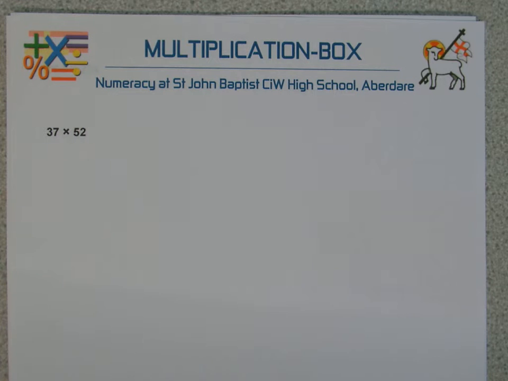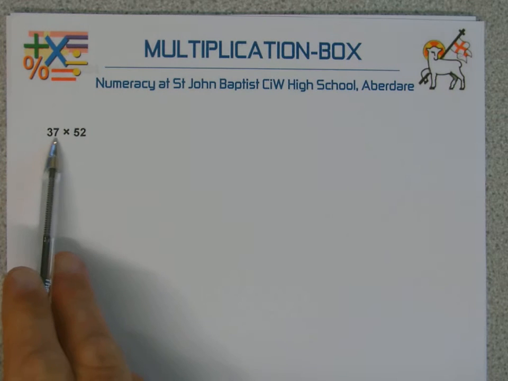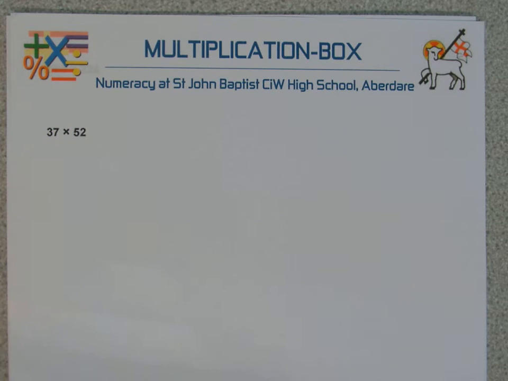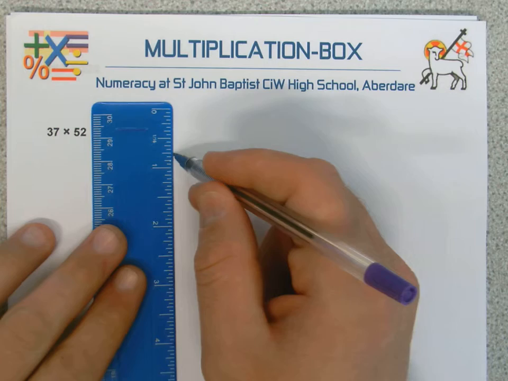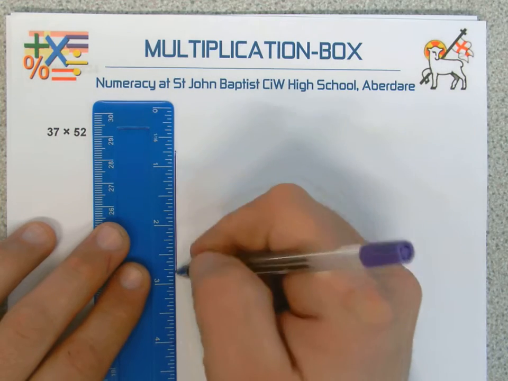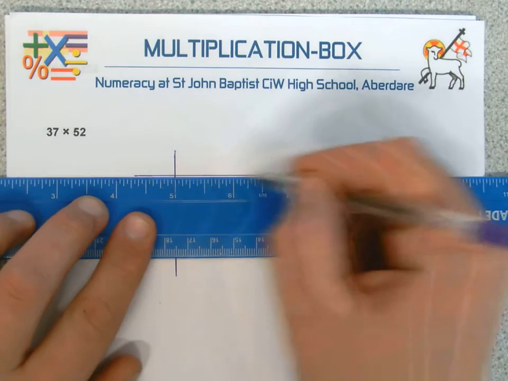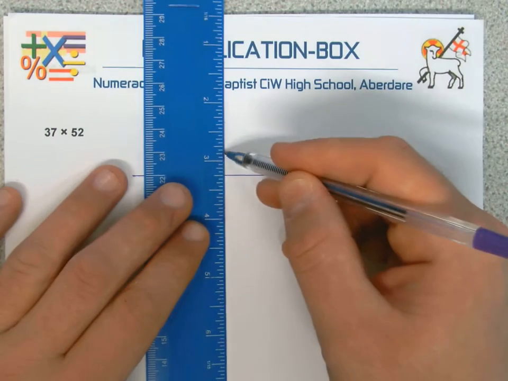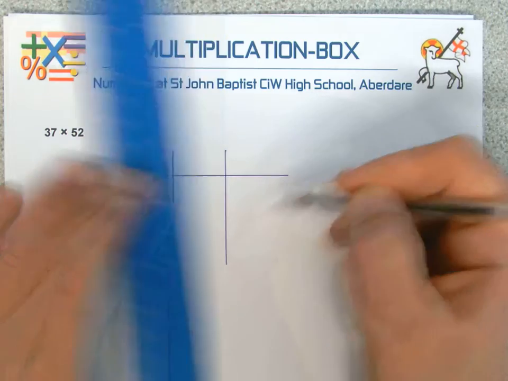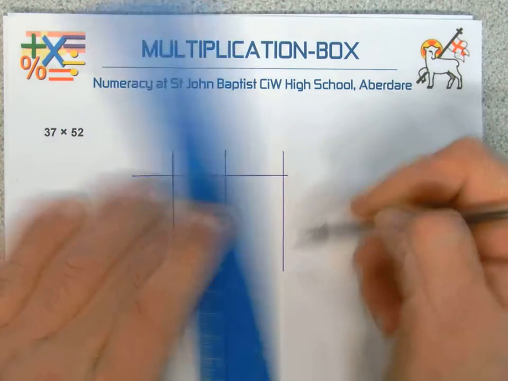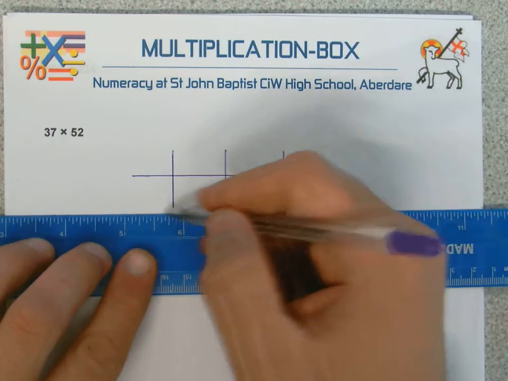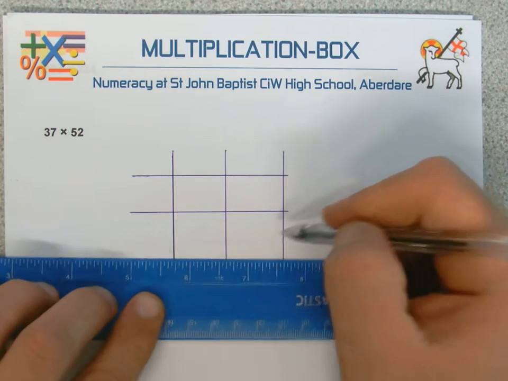Right, multiplication using the box method. Okay, so when we have the box method, we need to partition 37 into its tens and units. So that becomes 30 and 7, and we do the same with 52, which becomes 50 and 2. So we need a grid, or a box, where we have 3 columns. And we'll have 3 rows also.